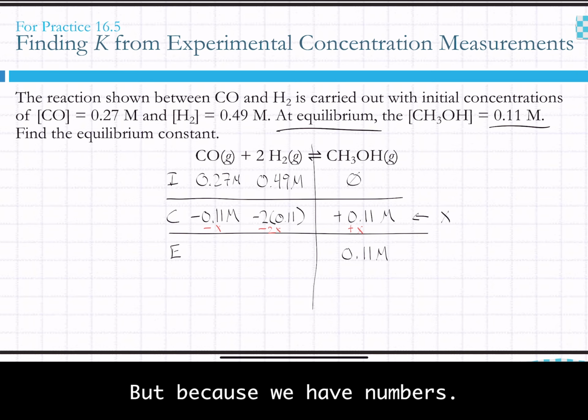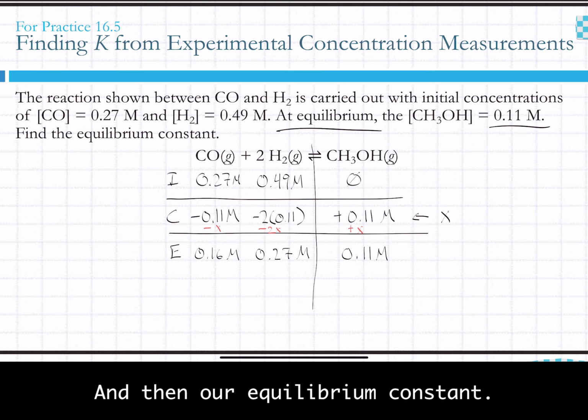But because we have numbers, you do 0.27 minus 0.11. So this is 0.16, 0.49 minus 0.22. And that's it.